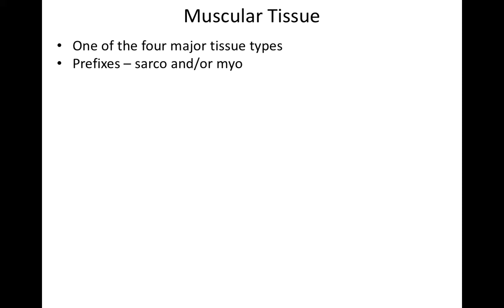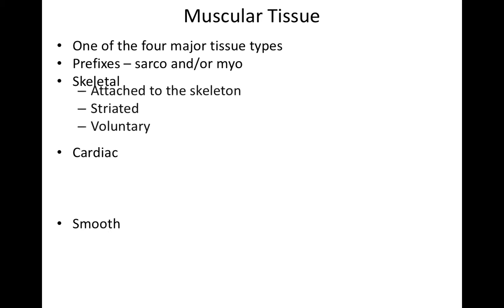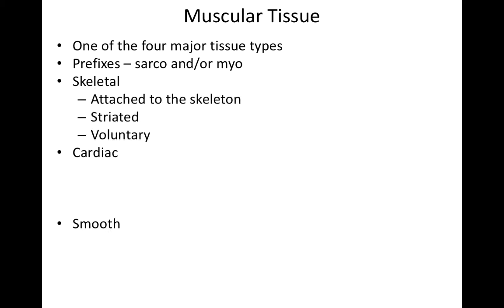Whenever we see sarco or myo as a prefix, it's indicating that we're dealing with some type of muscular something or other. So there are three types, remember from learning in your tissues. We had skeletal, cardiac, and smooth muscle. Skeletal muscle is obviously going to be attached to the skeleton. It is striated or striped in appearance, and it is voluntary in how it's going to move, so how it's going to be prompted to move.